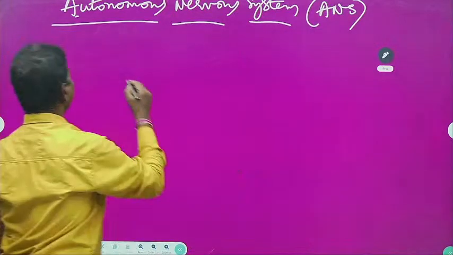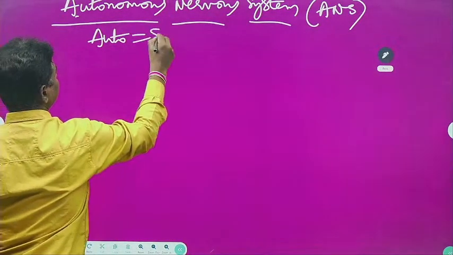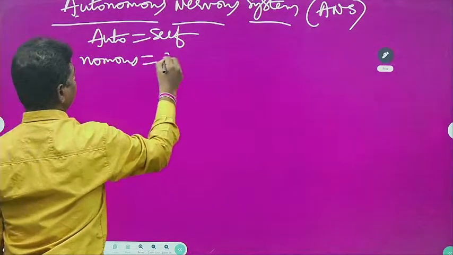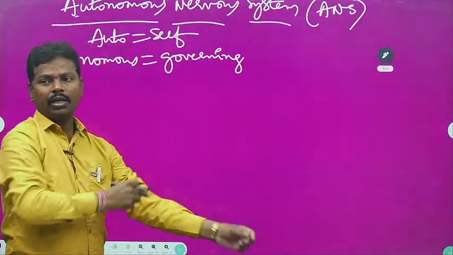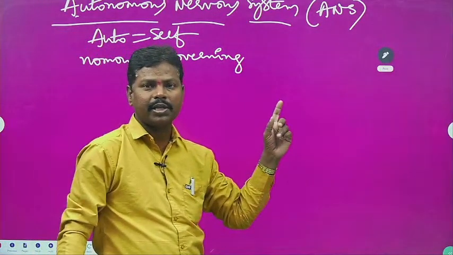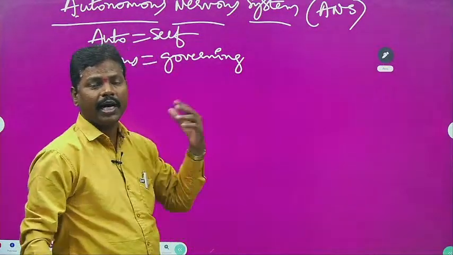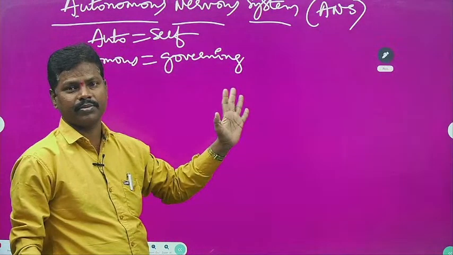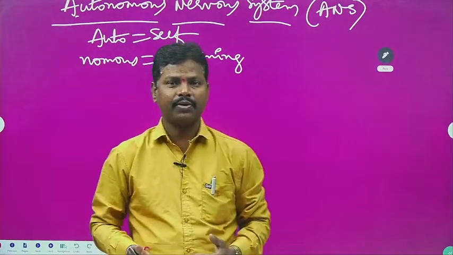What do you mean by this? Auto means self. Nomos means governing. Autonomous nervous system means self-governing nervous system. So how is it formed? We have to know that.